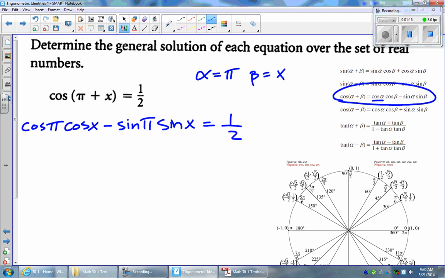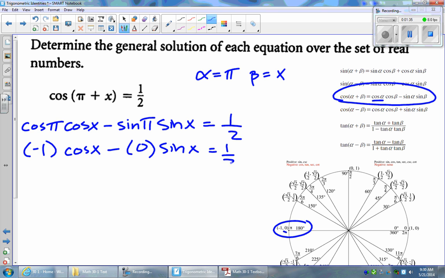Now cosine of pi. Pi is a special angle on the unit circle, and it's located right there. It is a quadrant angle. The cosine of pi is equal to -1. So this is just simply -1. Cosine of x, can't really do much with that, so I'll leave it as is. Sine of pi, that's interesting. That will just give me 0. So what I'm getting here is 0 times sine x. And this simplifies quite nicely here. 0 times anything gives 0. So what I have here is negative cos x is equal to 1/2.